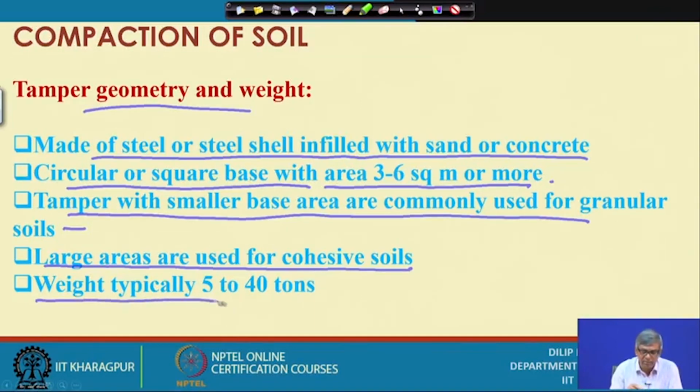Weight is typically 5 to 40 tons. So, you have to choose in between, and height is also adjusted to meet the requirement. Also, while choosing height and weight, you have to see what peak particle velocity it is giving, and that is also one of the controlling factors, because if it gives a lot of vibration, there will be complaints and the work will finally be stopped.